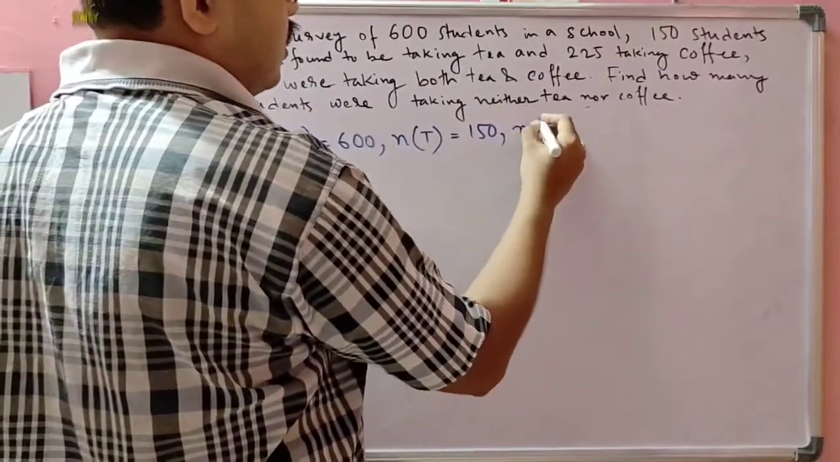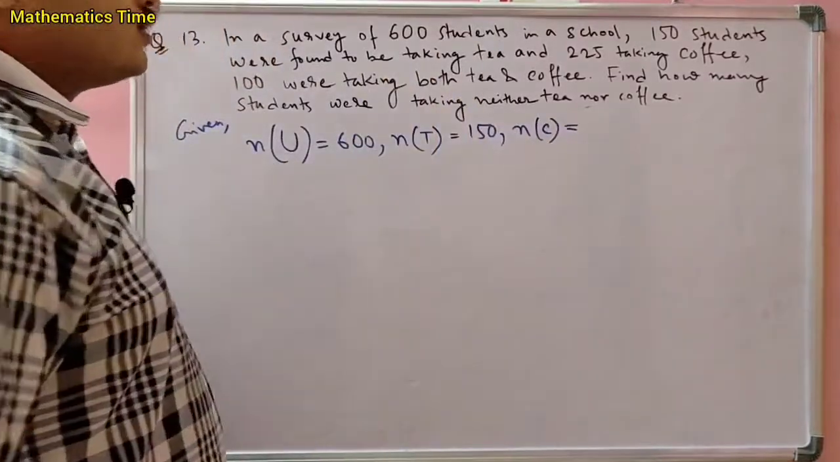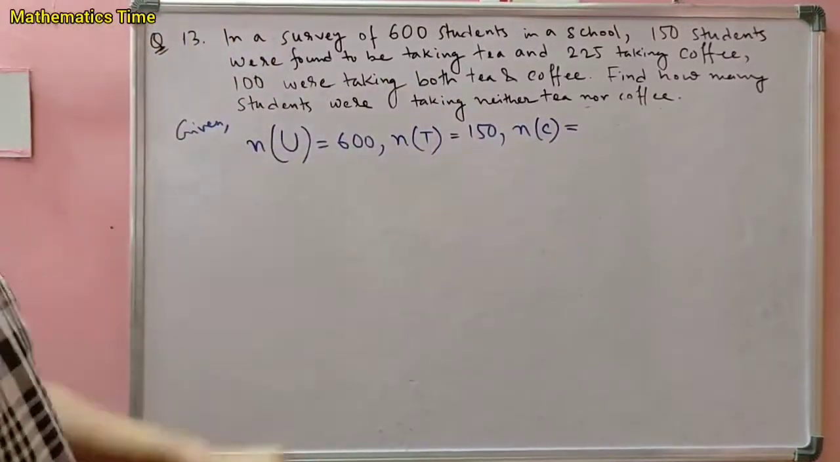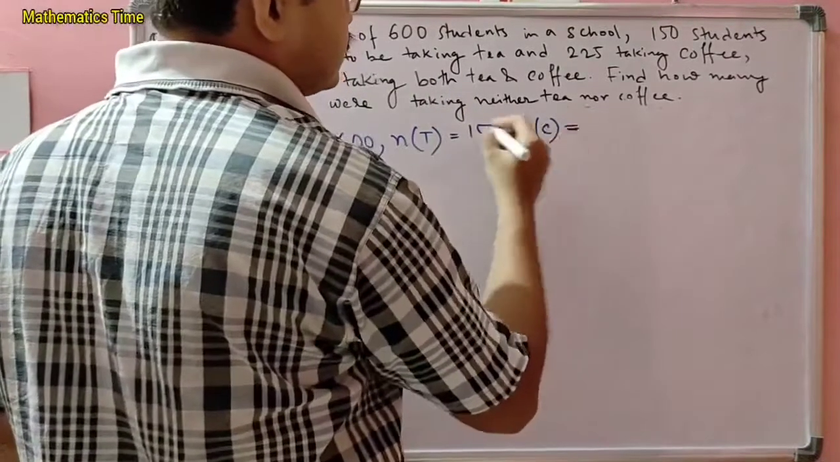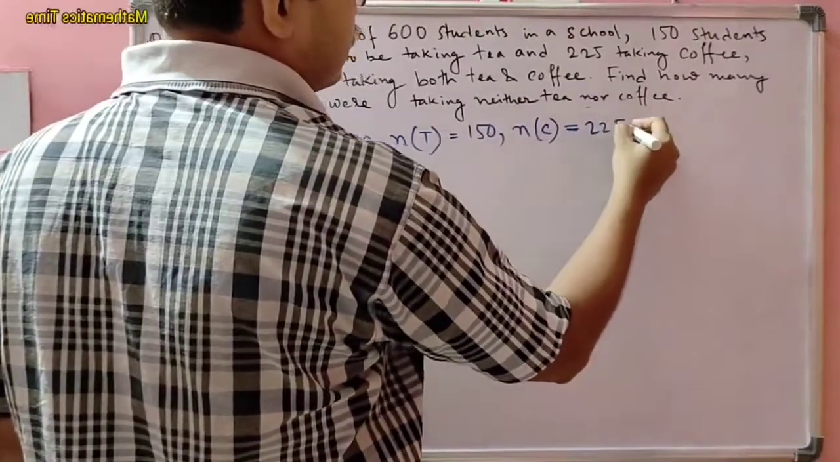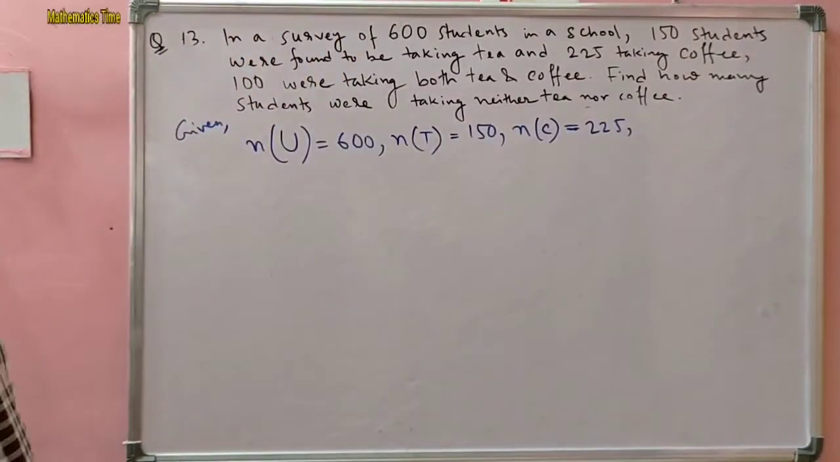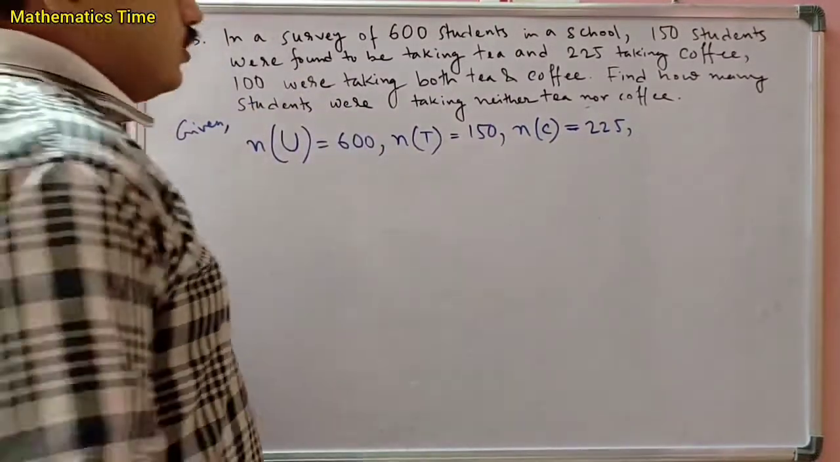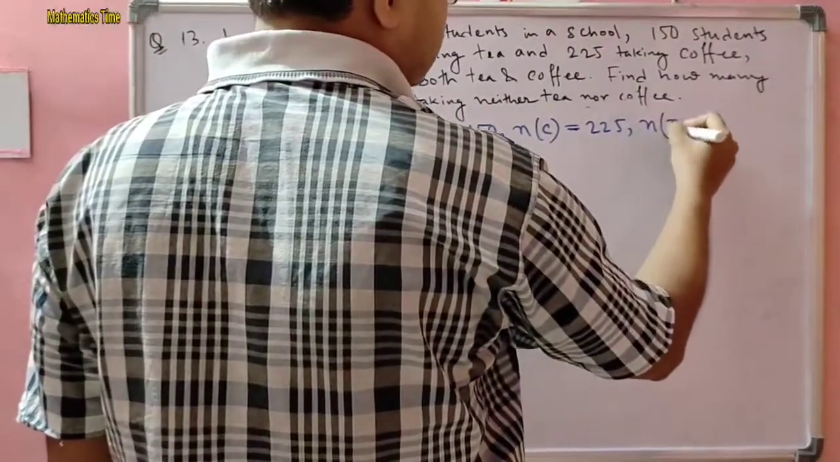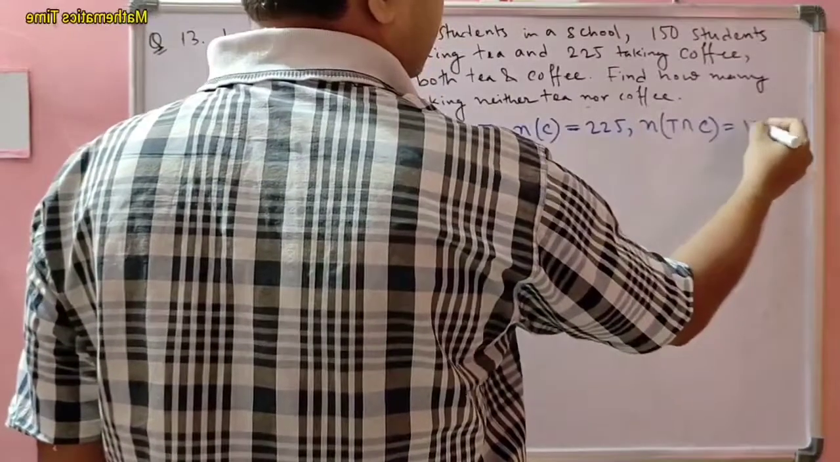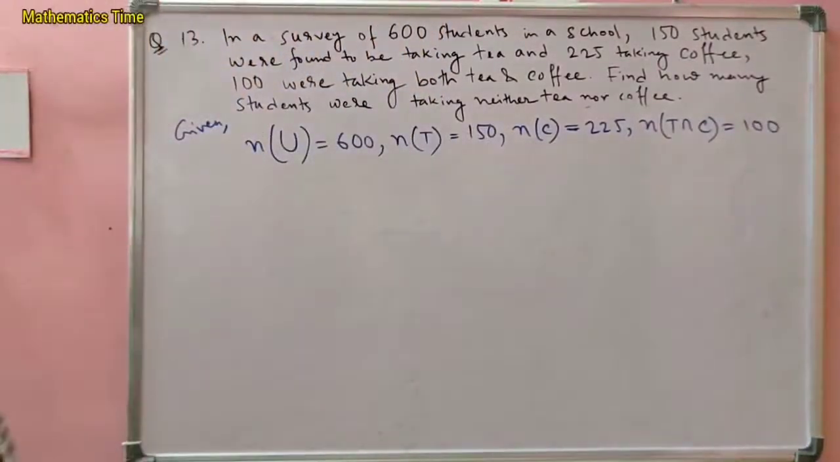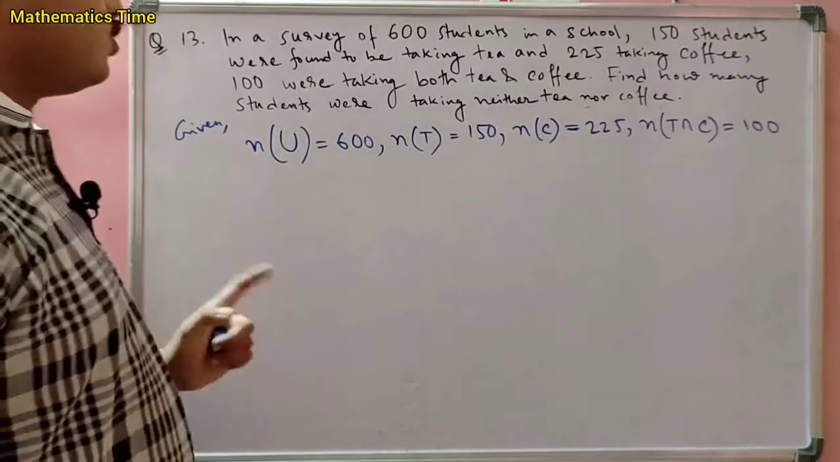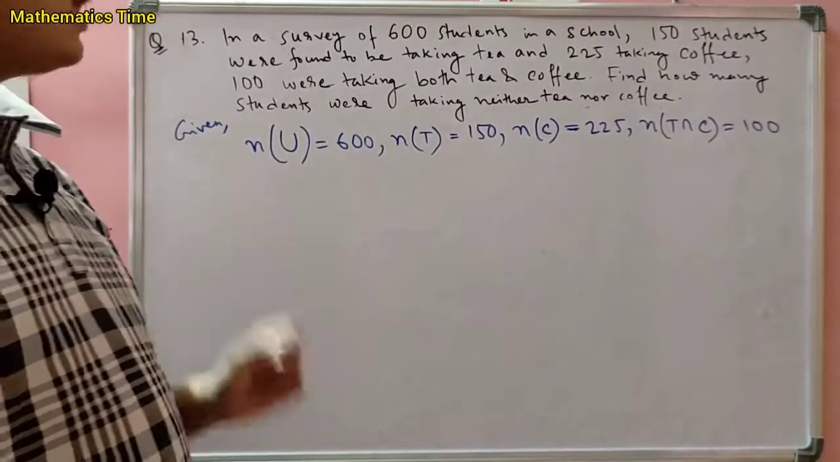Now let C denote the set of students taking coffee. So n of C will be 225. Now here it is given that 100 were taking both tea and coffee. So both tea and coffee means the intersection, T intersection C, will be 100. So the given data is that. We have to find out how many students were taking neither tea nor coffee.